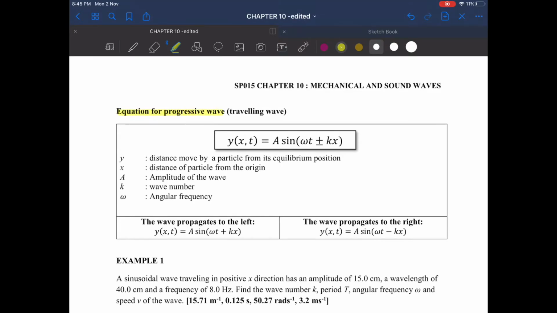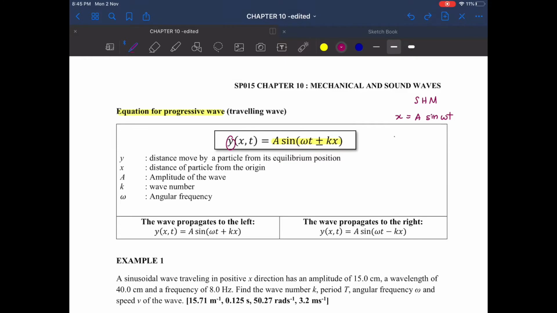Okay, so what is the equation? Kalau masih SHM, equation dia is given by x equals a sin omega t, right? Tapi untuk wave kita guna y. y equals a sin(omega t plus minus kx). Okay, so dia ada tambahan kx kat situ.